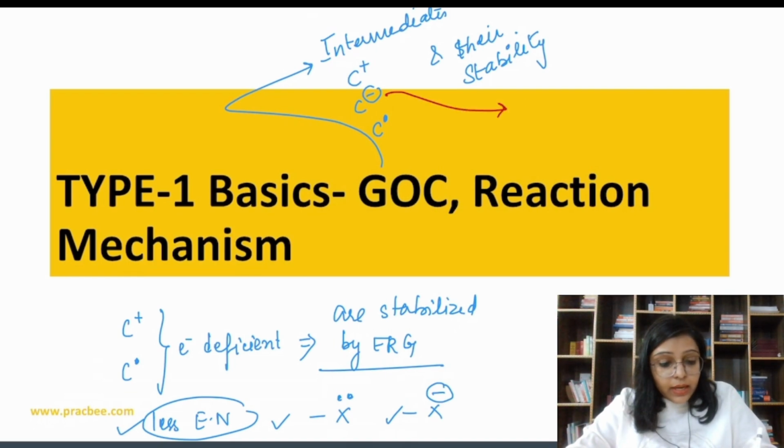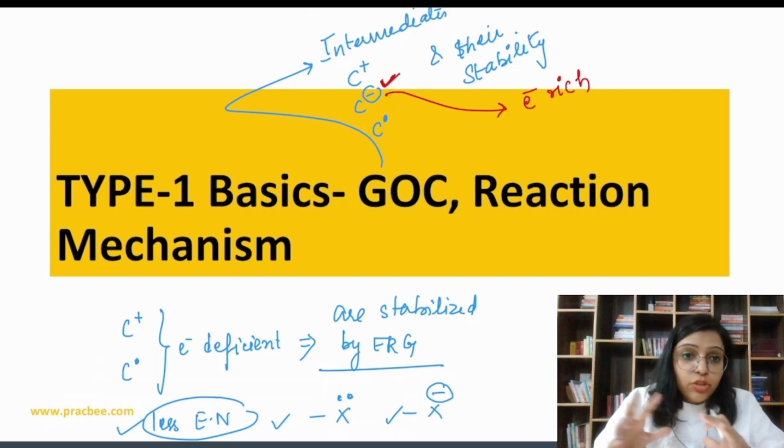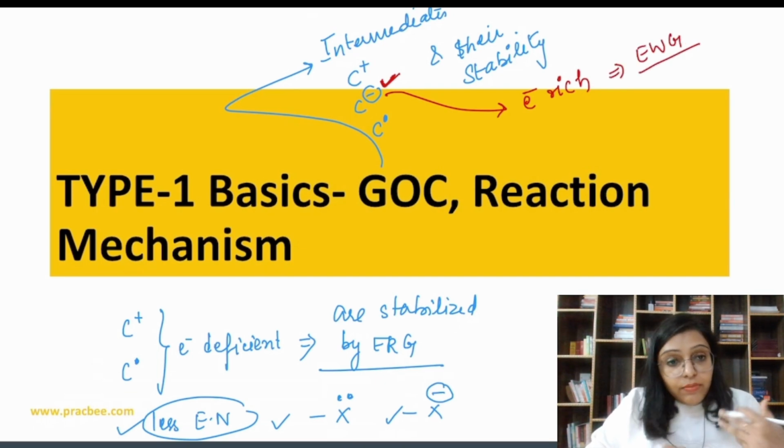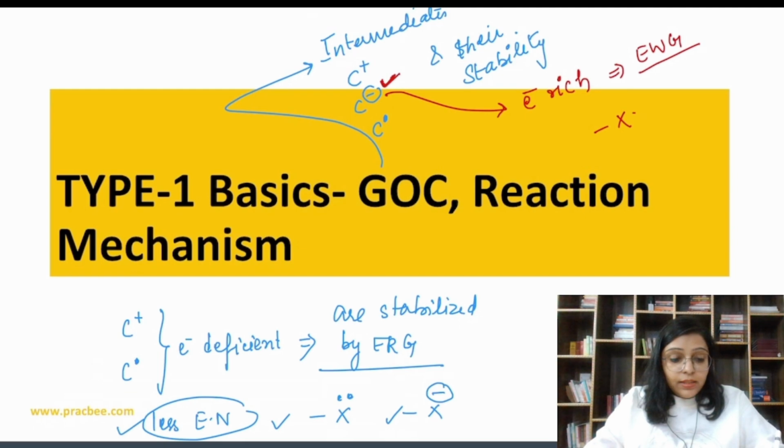Carbanion is an electron rich species, and due to the negative charge, repulsion is more. So in order to stabilize a carbanion, an electron withdrawing group should be attached to it. If we have more electron withdrawing groups, then the carbanion is stabilized. Now how to check for that? Look for groups like X double bond Y, X triple bond Y, or X positive. If you see these types of groups, they are going to be electron withdrawing groups.